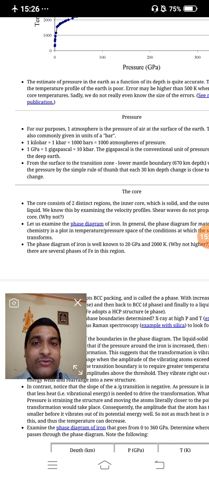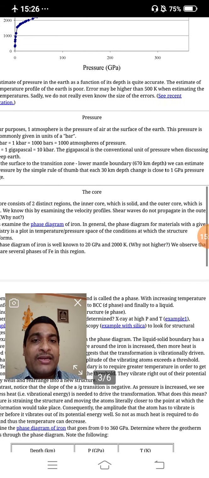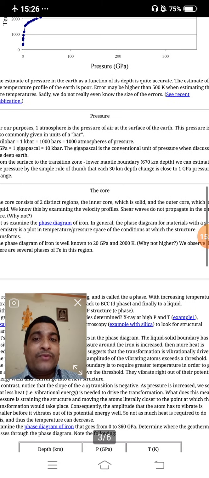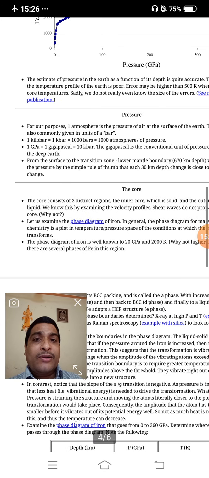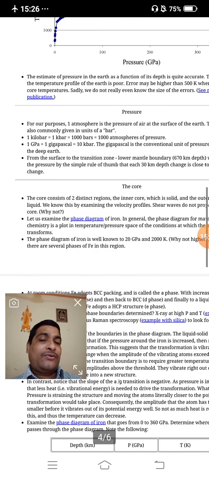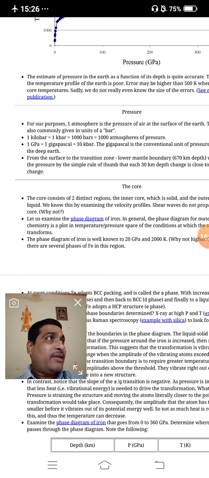From the surface to the transition zone and lower mantle boundary, up to 670 km depth, we can estimate the pressure by the simple rule of thumb: a 30 km depth change is a 1 gigapascal pressure change. The core consists of two distinct regions, inner core and outer core. The inner core is solid and the outer core is liquid.